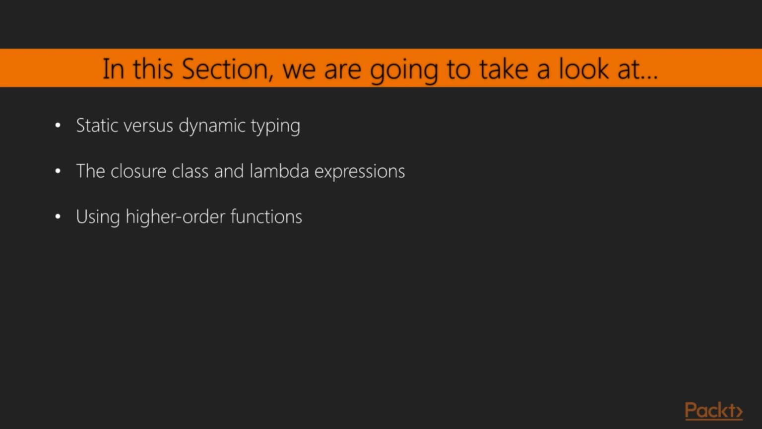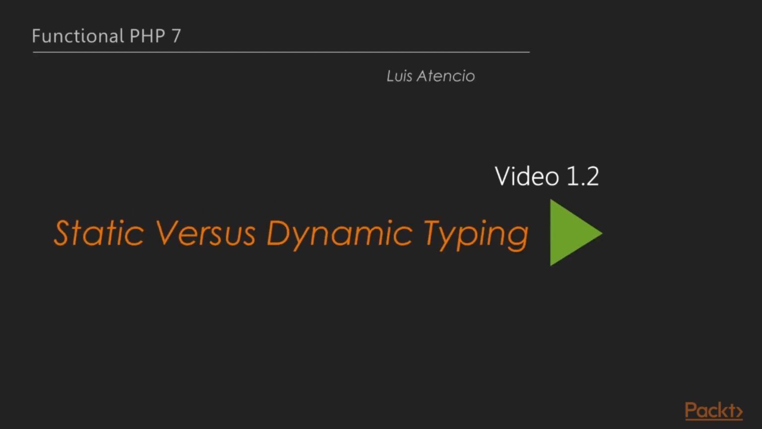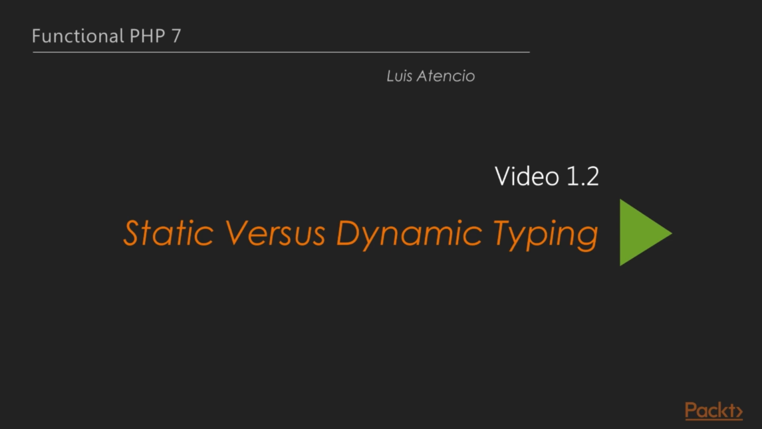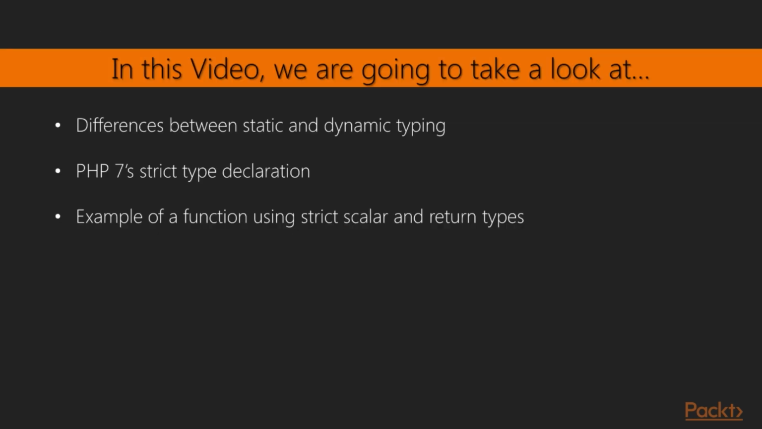We're also going to be learning about the closure class and how this leads to something called lambda expressions, which are not available in PHP yet, but will become available at some time in the future. And then how we can use higher order functions to create more composable and succinct code. Without further ado, let's jump into our first video titled Static versus Dynamic Typing. In this video, we're going to take a look at the differences between static and dynamically typed code.